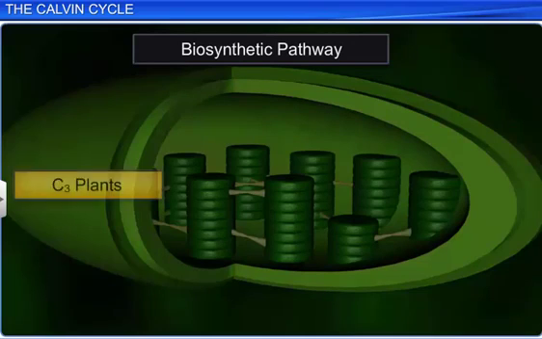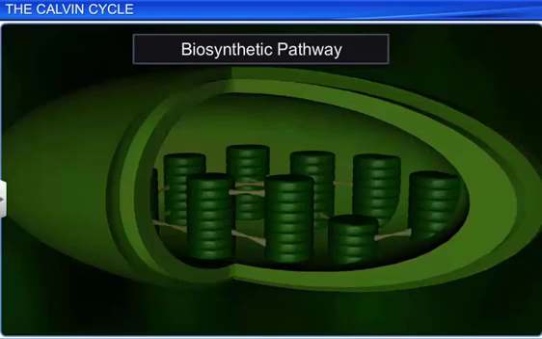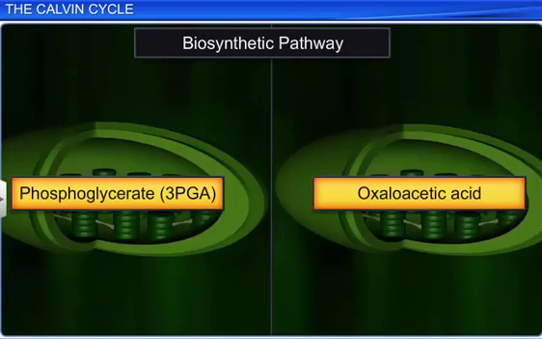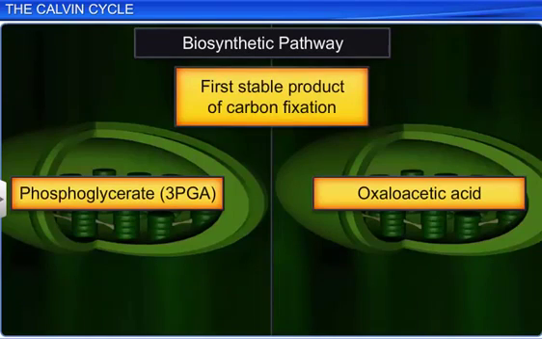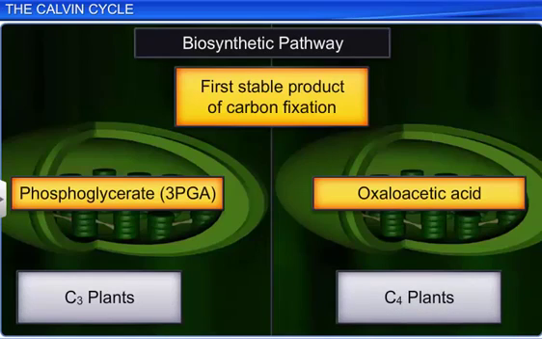However, only some plants showed 3-phosphoglycerate as the first product of carbon fixation, while others showed the formation of a 4-carbon organic acid, oxaloacetic acid. Plants that showed 3-phosphoglycerate as the first product of carbon fixation were called C3 plants, and the pathway was called the C3 pathway. Plants that showed oxaloacetic acid as the first product of carbon fixation were called C4 plants, and the process of carbon fixation was called the C4 pathway.